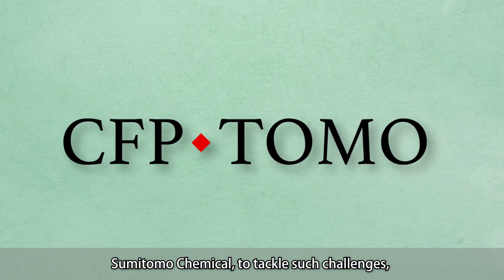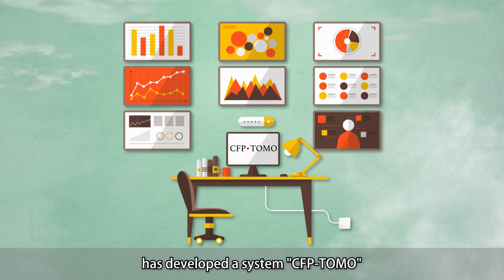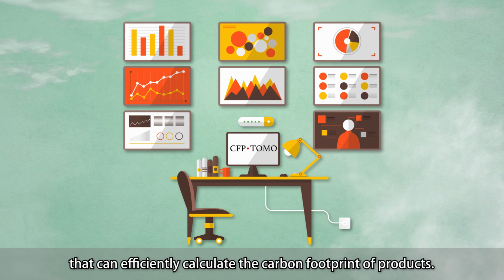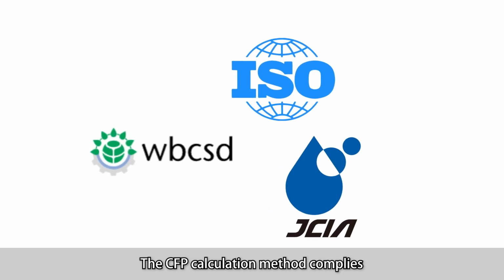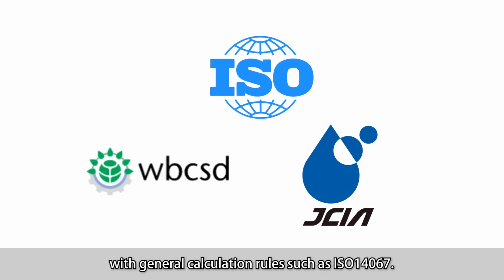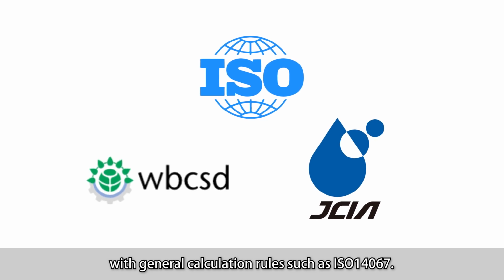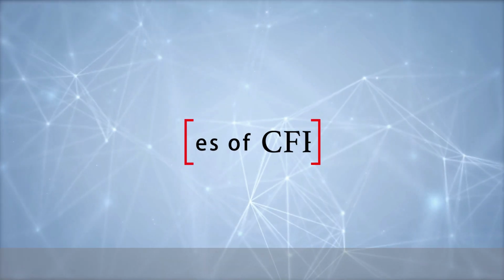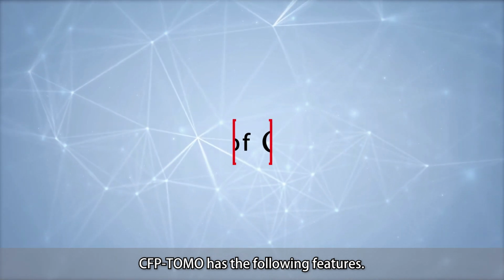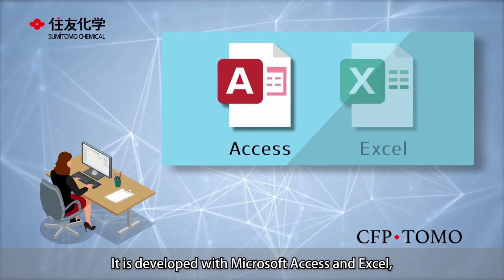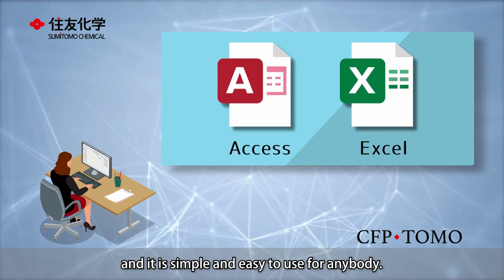Sumitomo Chemical, to tackle such challenges, has developed a system, CFP-TOMO, that can efficiently calculate the carbon footprint of products. The CFP calculation method complies with general calculation rules, such as ISO 14067. CFP-TOMO has the following features. It is developed with Microsoft Access and Excel, and it is simple and easy to use for anybody.